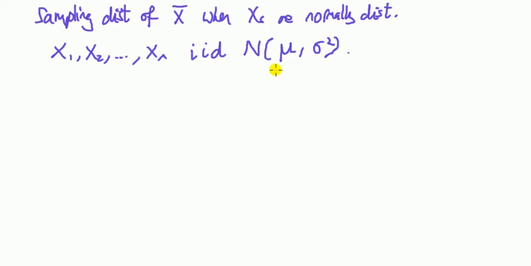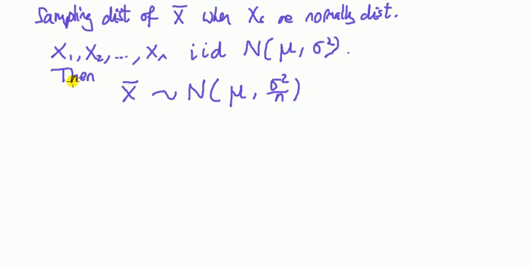Okay, then what we can show is that x bar, this sample mean, will have a normal distribution with mean mu and a variance sigma square over n. In other words, it provides a better estimate of mu than do single values of x, because of this small variance compared with the individual x's.